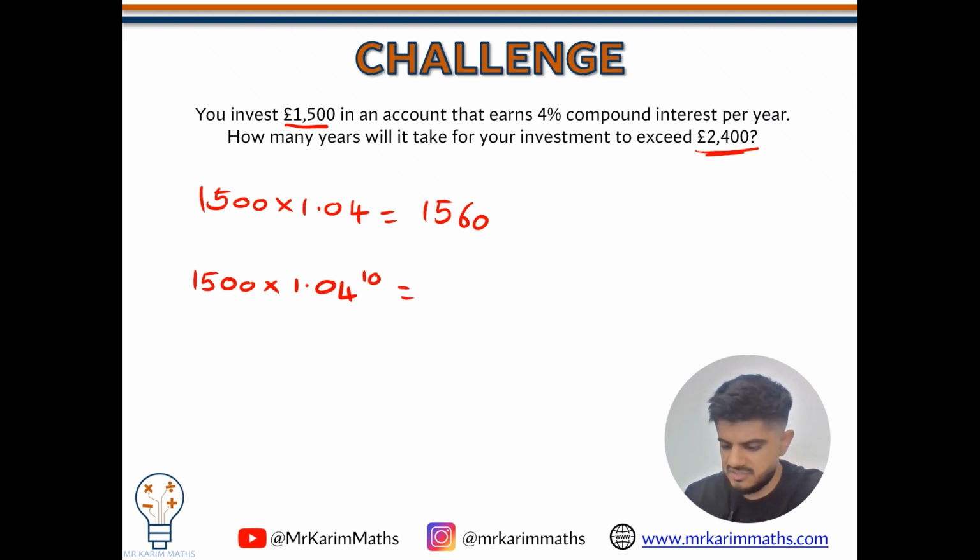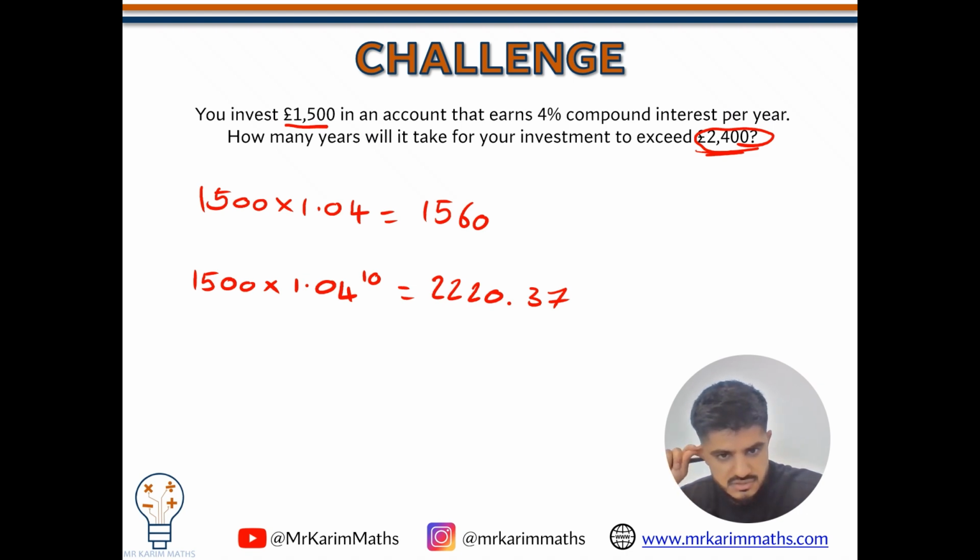So if I now change my calculation and do it to the power of 10, I get £2,220.37. Now, that's way closer than 1 year. So 10 years is closer. Now, we're only about 180-ish pounds away. So I'm going to increase this again, and I'm going to do it for 11 years.